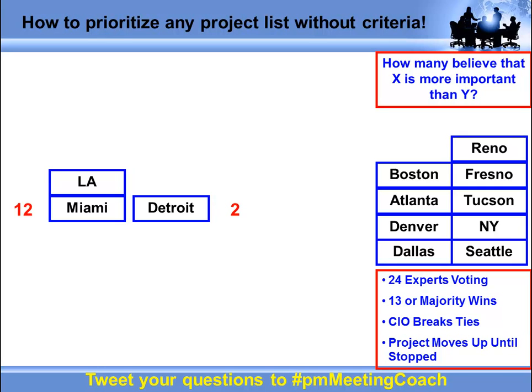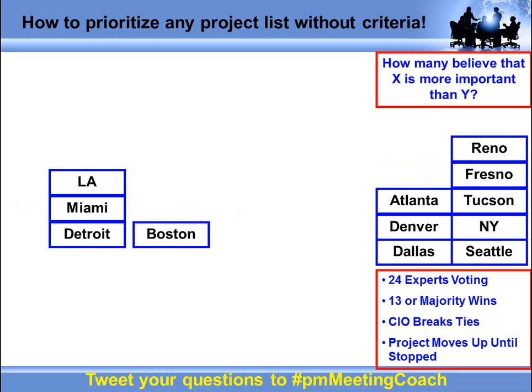So remember at the beginning I said 13 votes or more, or majority. So in this case, the majority of people voted for Miami. So I'm going to say that Miami is more important than Detroit, and I'm putting Detroit on the bottom of the list, and I'm grabbing another project and starting at the bottom. How many people believe that Project Boston is more important than Project Detroit? 20. Well, I know that's a majority, so I'm moving it up the list automatically.